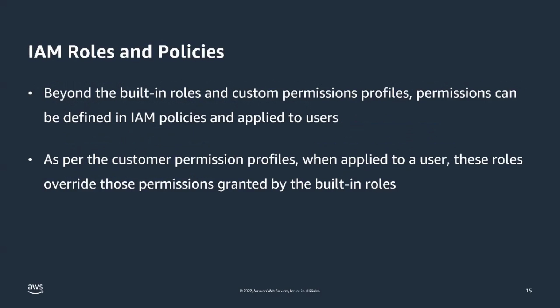Using AWS IAM, you can define policies. These policies get applied to users. They have a slightly different structure, as we'll see, to those that we've already looked at when building our JSON permissions profiles. But when applied to the user, these will again override the permissions granted by the built-in roles.